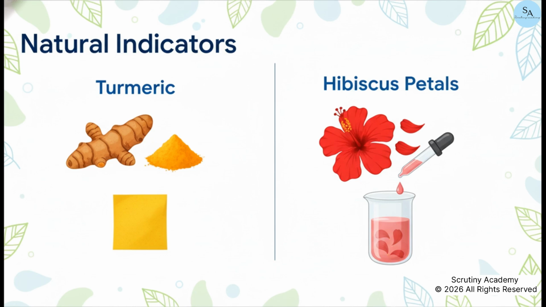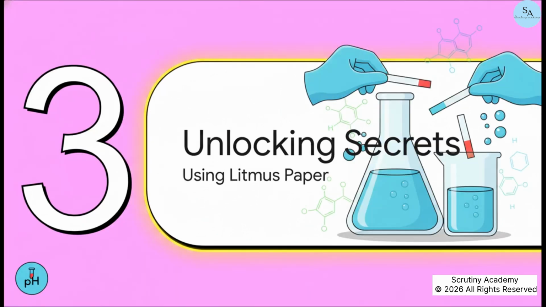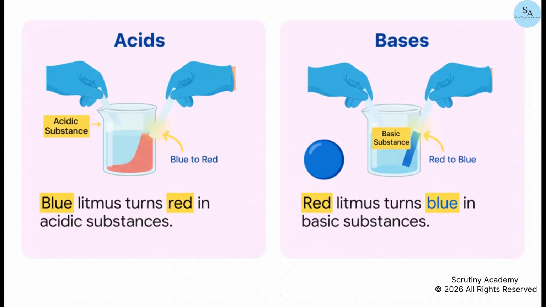Pretty cool, right? Now, while kitchen indicators are a lot of fun, scientists often need a more standardized tool. And that brings us to a very famous indicator you might have heard of before, litmus paper. The rules for litmus are actually simple, but they're incredibly powerful. Here's the deal. If you're testing an acidic substance, it's going to turn blue litmus paper red. And if you've got a basic substance, it does the complete opposite. It turns red litmus paper blue. It's a clear, simple test.